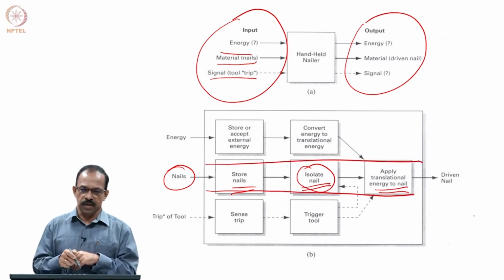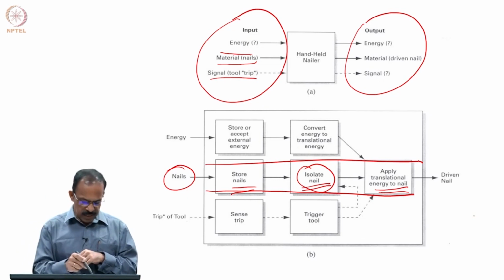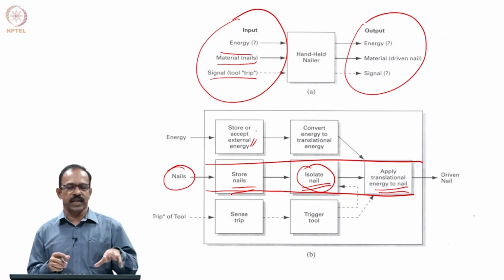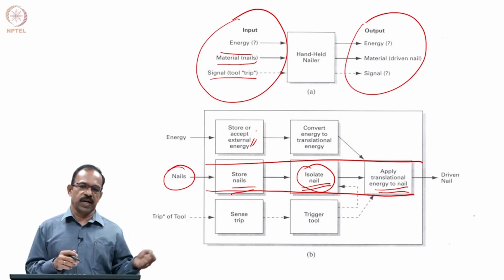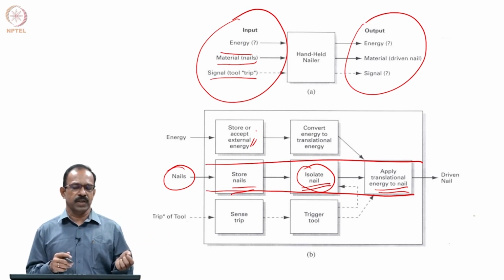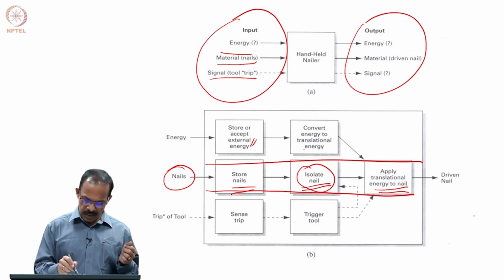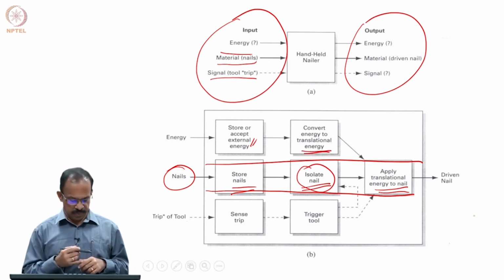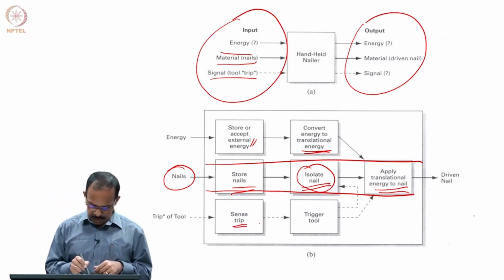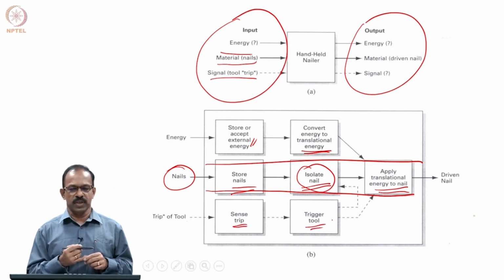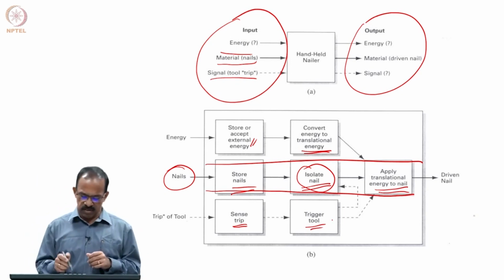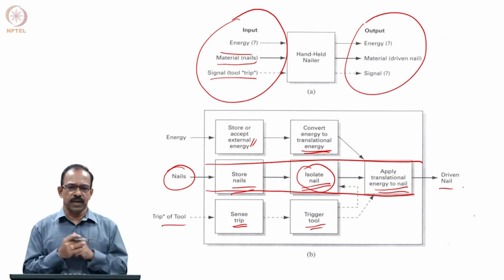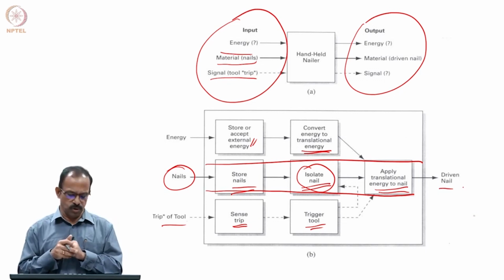So, that is the functions needed in the case of the nail, and similarly you have the energy, whether you store or accept. If it is a storage battery type, you store. If it is not battery operated, then you accept energy, then convert energy to translation energy and then apply the translation energy. Then, whether it is tripping or not, if it is tripping, then you have to trigger the tool accordingly. That is basically the information. So, a very simplified decomposition I have shown.